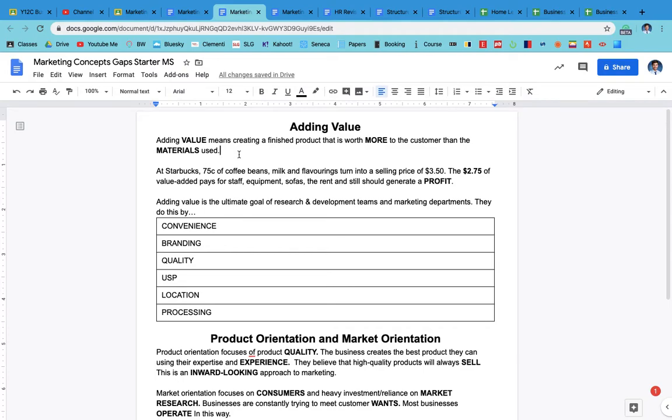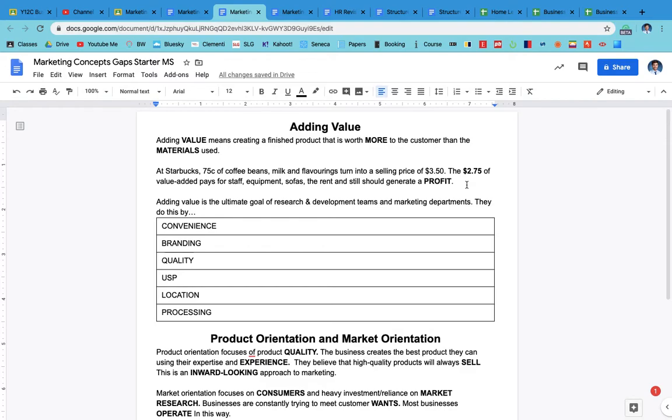So it's a little bit like gross profit, which I think you've done in Unit 2. But again, I wouldn't combine the two ideas. This is purely about adding value. So what does the business do to take these raw materials or these finished goods, these stocks, and how do they add as much value as possible onto that cost, onto that price? For example, at Starbucks, 75 cents of coffee beans, milk, and flavorings turns into a selling price of $3.50. The $2.75 of value added pays for staff, equipment, sofas, rent, and hopefully should still leave some profit at the end.